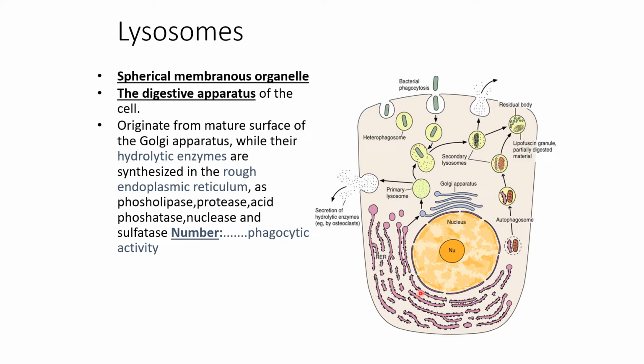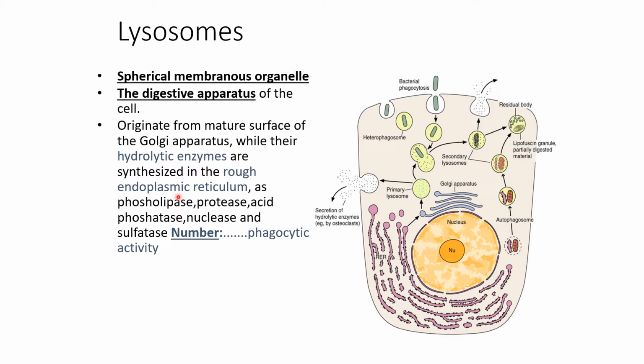Here, this diagram shows the relation between the rough endoplasmic reticulum and the Golgi apparatus in releasing the lysosome. The hydrolytic enzymes are synthesized inside the rough endoplasmic reticulum and released as transfer vesicles. This transfer vesicle enters the Golgi apparatus from the cis phase, releasing the lysosome from the trans or the mature phase. So again, the enzymes originate from the rough endoplasmic reticulum, and the lysosome membrane originates from the Golgi apparatus.